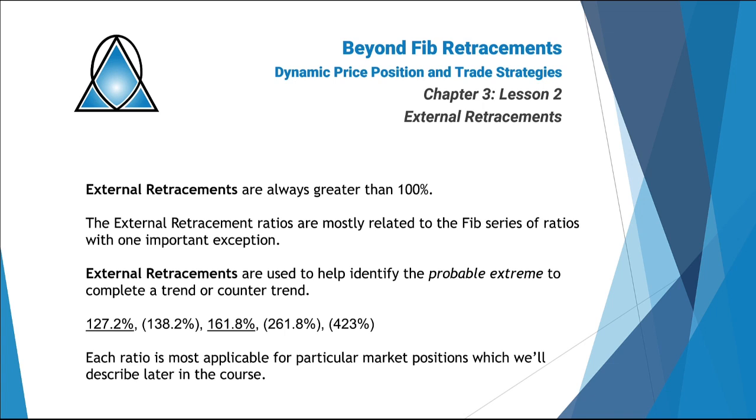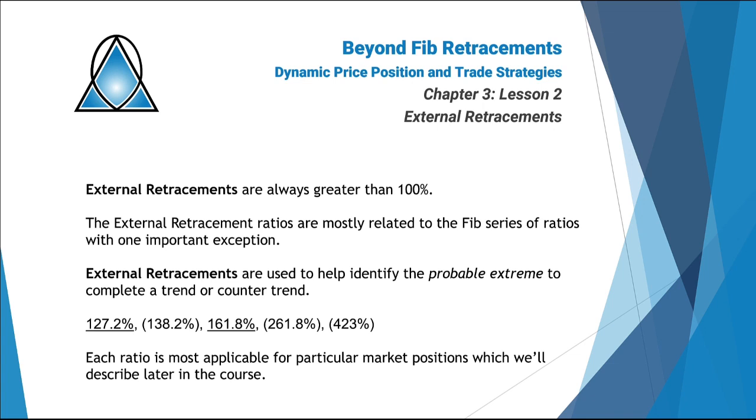So external retracements are always greater than 100%. And that seems kind of odd. It's a retracement. Shouldn't a retracement be less than 100%? Not necessarily. If it's greater than 100%, it just means that the retracement continues beyond the beginning of the section that you're retracing, as you'll see in just a moment.